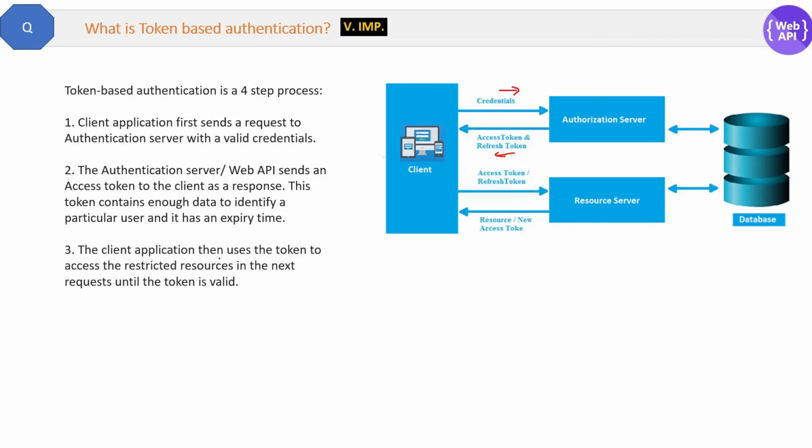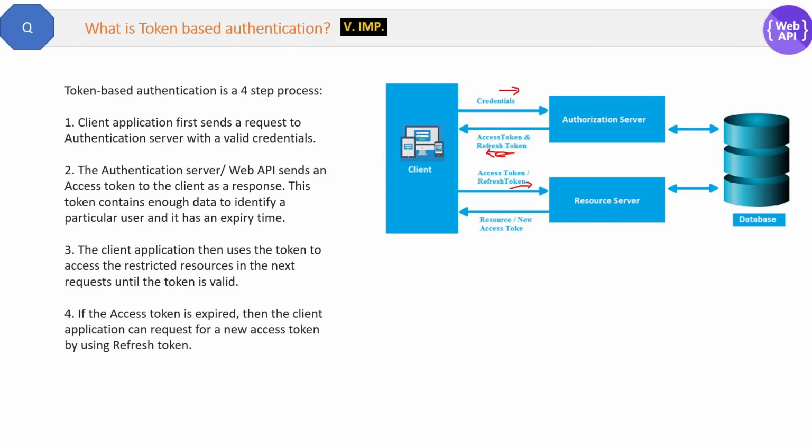Then the client application uses this token to access the restricted resources in the subsequent requests until the token is valid. So for further requests, once the token has been shared with the client, the client will use this token only, not the credentials. So it will send the token to the resource server of the Web API, and if it is valid, which it is because it has been shared by the Web API server only, then the connection is maintained and the request will be entertained.